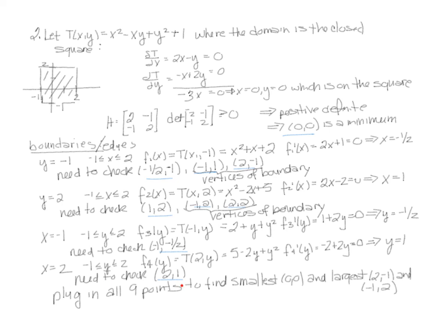We plug in all the points to find the smallest, which is going to be (0, 0). We plug it into f, and then we'll find the largest is at (2, -1), and also at (-1, 2). So this square actually had a lot of calculations.